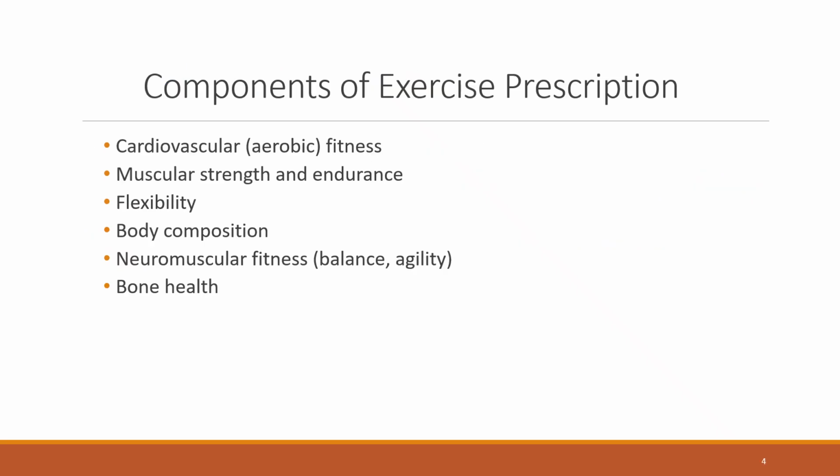So what may be some of the components of this exercise prescription? What may we put into it? What may we consider depending on the individual? Will we consider maybe cardiovascular aerobic fitness, maybe muscular strength and endurance, flexibility, body composition? Those are the health components of fitness. Will we maybe add some neuromuscular fitness things such as balance and agility that come from skill components of fitness?